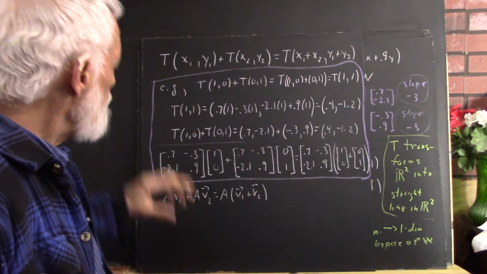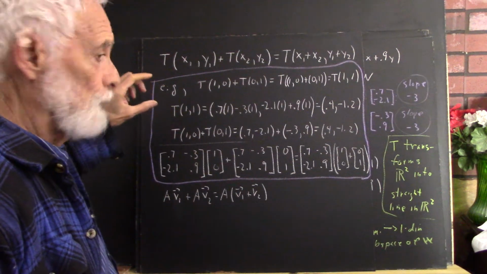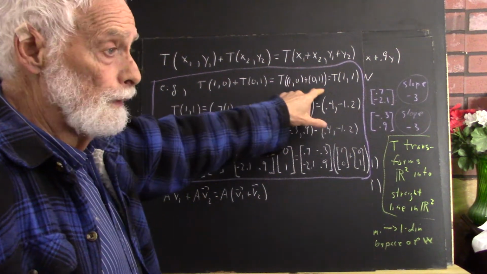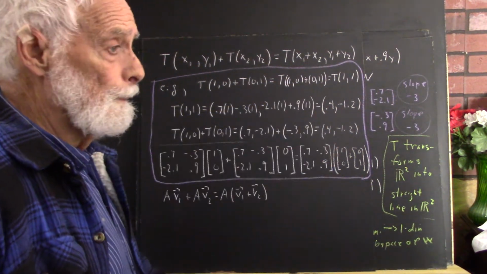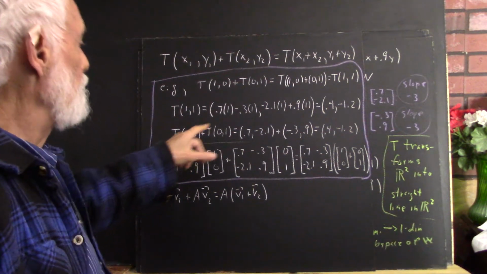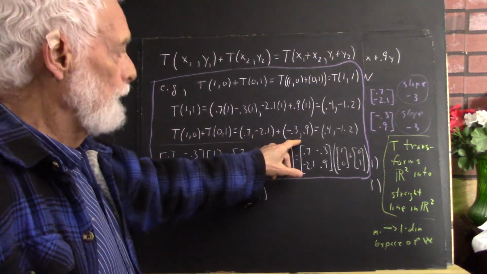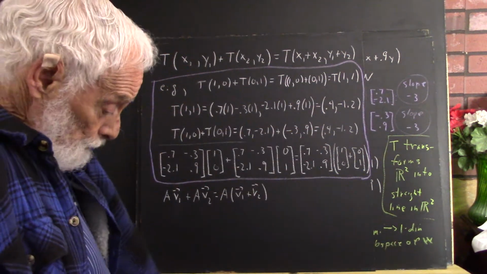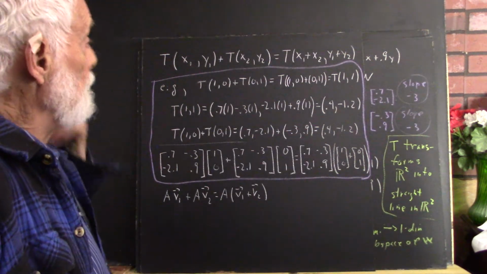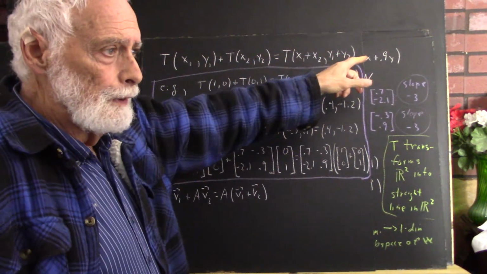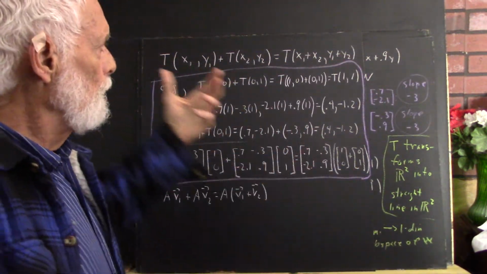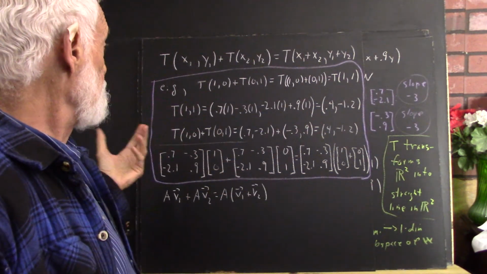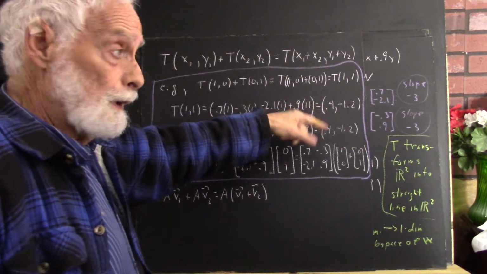So, applying the transformation to the sum of these two vectors, 1, 0, and 0, 1, gives you this. Transforming each vector, and then adding up the results gives you the same thing. And it's easily proven that this works in general. If you just take the symbols here and apply the given transformation, and you could apply any linear transformation, you're going to get the same result.